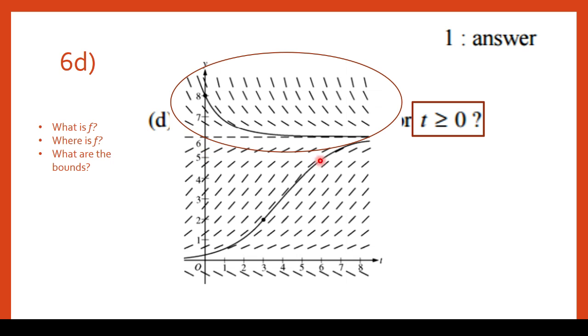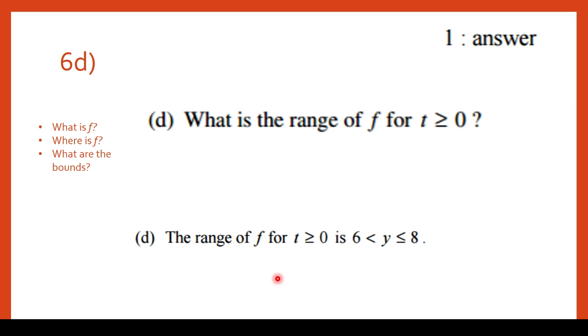However, there's an asymptote at y is equal to 6, so we will never have the value y is equal to 6. We will only continuously approach it. We will never actually reach it. So therefore, it's just more than 6, not more than or equal to 6. So, as you can see, the range of f for t more than or equal to 0 is y is more than 6 and less than or equal to 8.